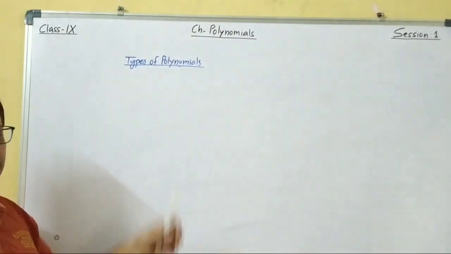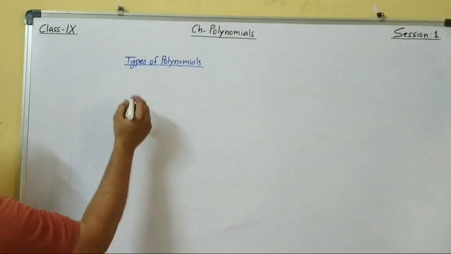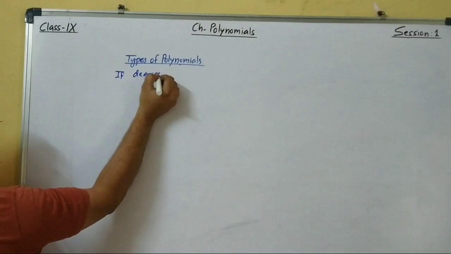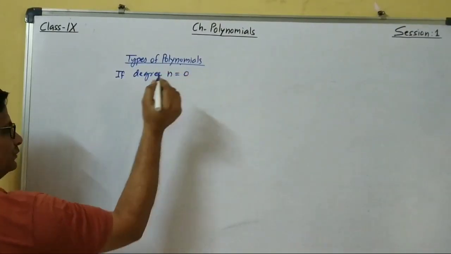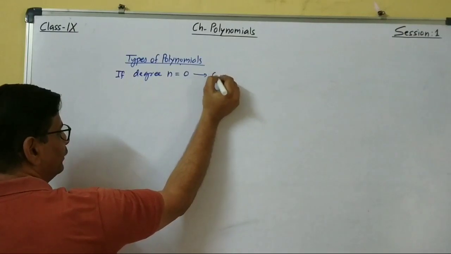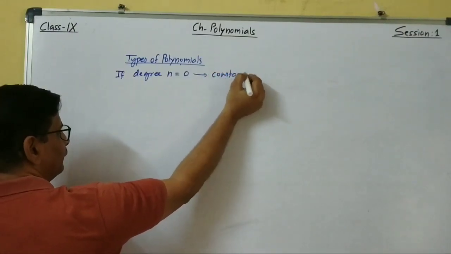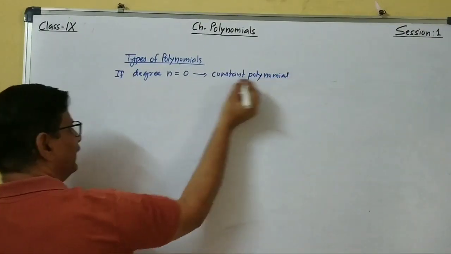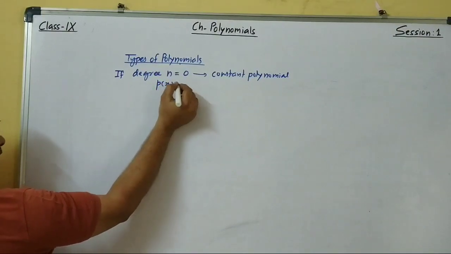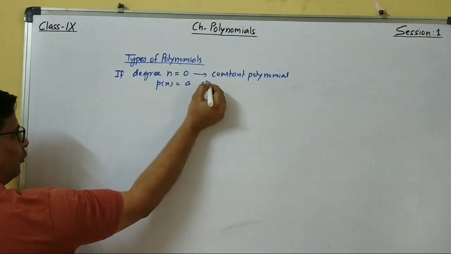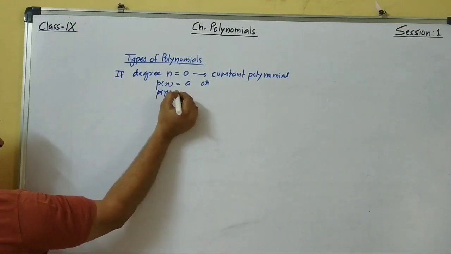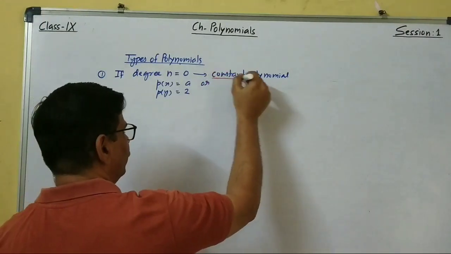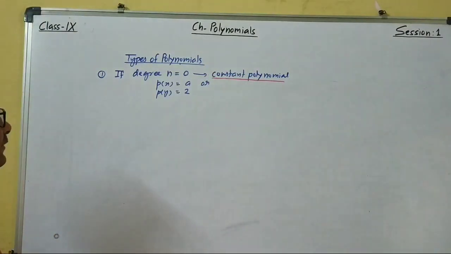Now we will learn about different types of polynomials. According to the degree of the polynomial, the types are: if the degree, that is n, is equal to 0, then the polynomial is called a constant polynomial, like p(x) equal to a or p(y) equal to 2. Such polynomials are called constant polynomials. The degree of a constant polynomial is 0.